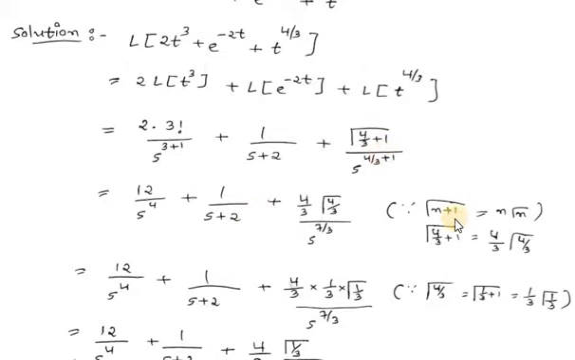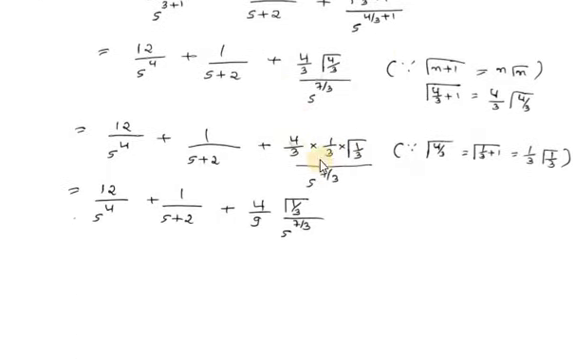Now this is gamma of 4 by 3 plus 1, and we have one formula, that is gamma of n plus 1 equals n into gamma of n. So applying this formula on gamma of 4 by 3 plus 1, it will become 4 by 3 into gamma of 4 by 3, and divided by s raised to 7 by 3.